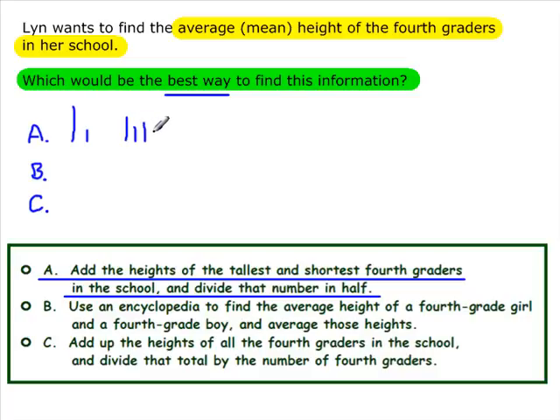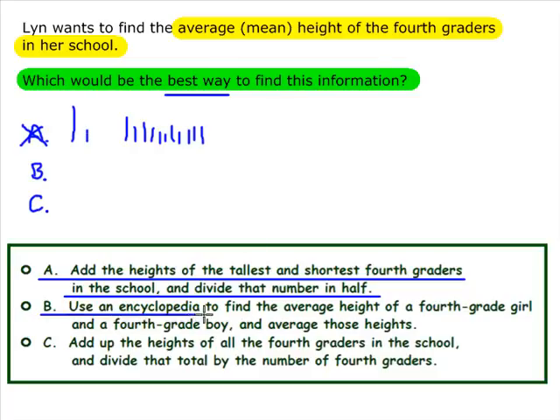And if we represent their heights by these sticks, what we need to take into account is the average that includes all of these heights. So we really need to add up all of these heights and divide by the number of heights. So A, just not a good answer. We can't count on the fact that there are only two students at the school. So let's go down and read B.